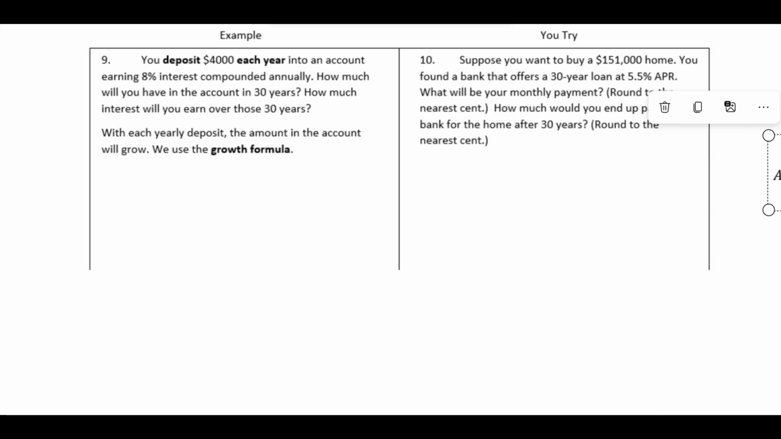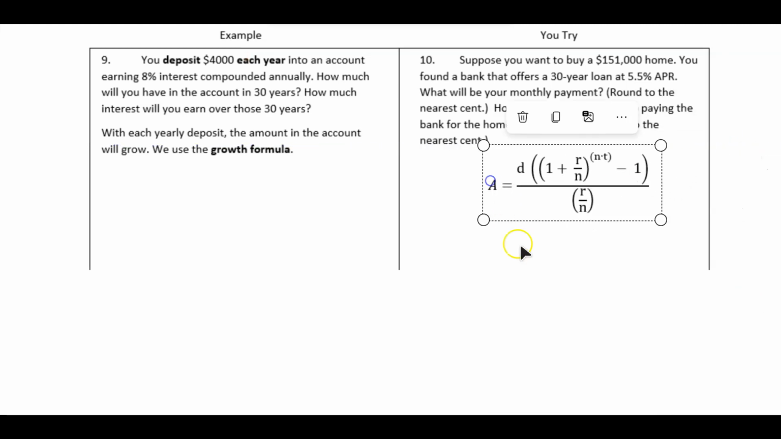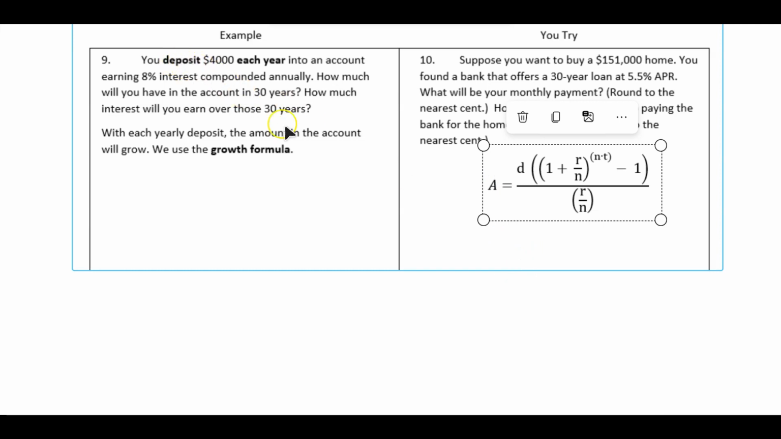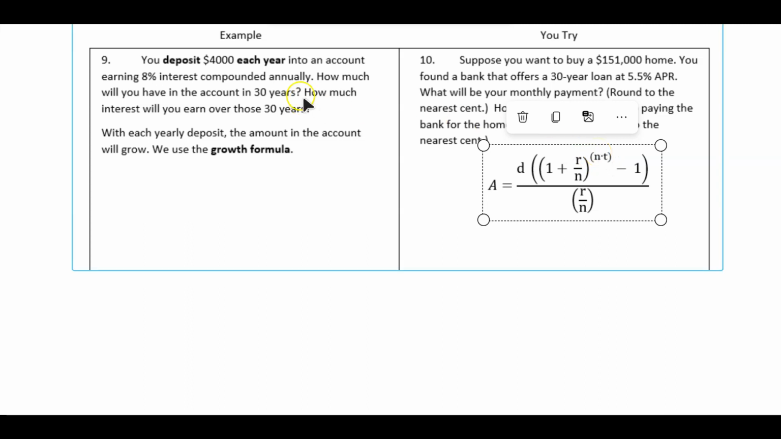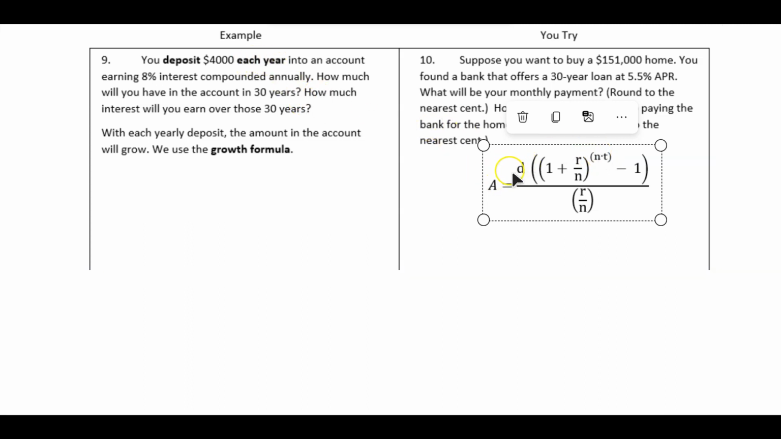All right, let's talk about finding the amount of interest in a periodic savings or loan problem. So in this case, you deposit $4,000 each year. Now the fact that it says each year, this is a periodic deposit. These two words right there are enough to know what formula to use. So it's a growth. We're making a deposit, so it's the one with the positive exponent. And each year, so there's a periodic deposit.